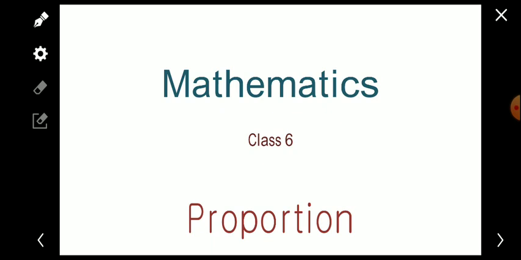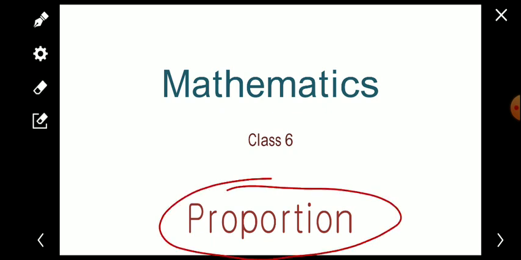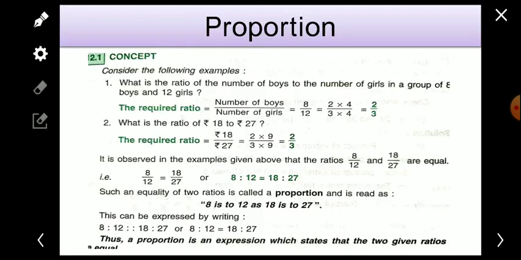Today we are going to start a new chapter, proportion. In the last session we have learnt about the ratio. Today we are going to learn about the proportion. It is the 12th chapter of your syllabus. So let's start. At first we'll talk about the concept of proportion.